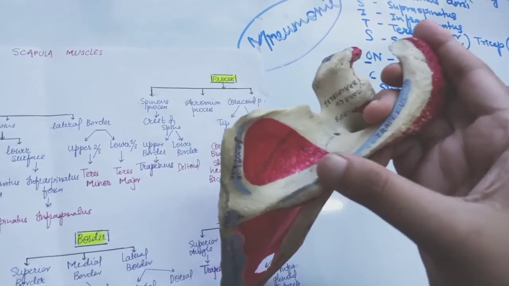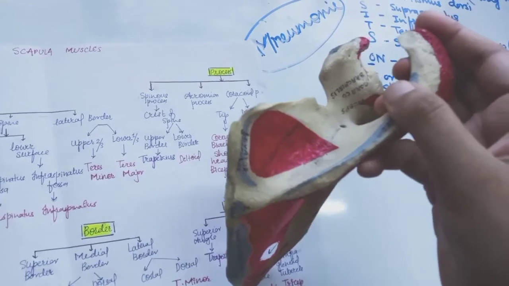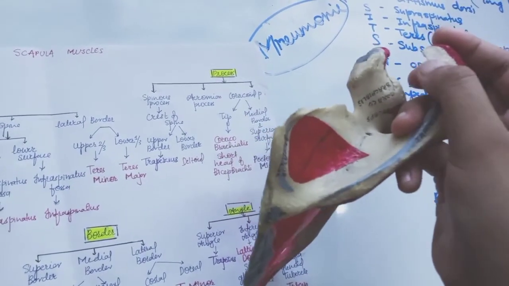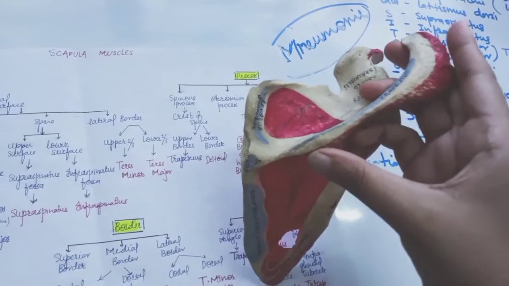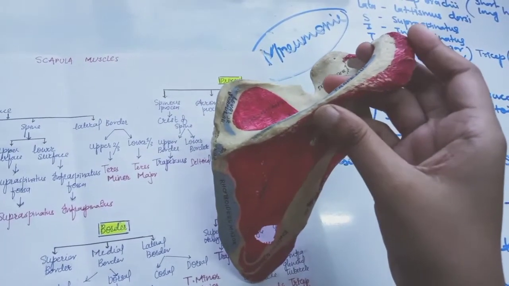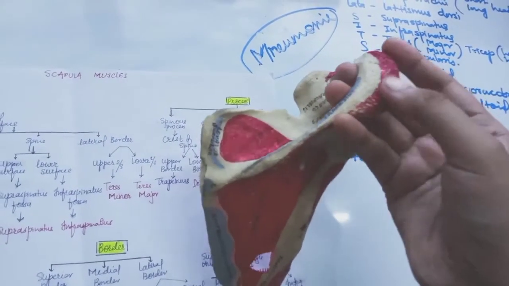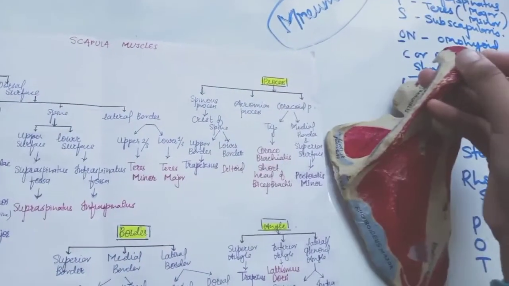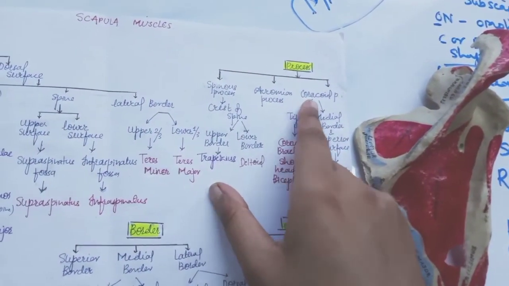Then the trapezius is inserted into the upper border of the crest of the spine and into the medial border of the acromion. And deltoid: deltoid arises from the lower border of the crest of the spine and from the lateral border of the acromion. Then coracoid process.